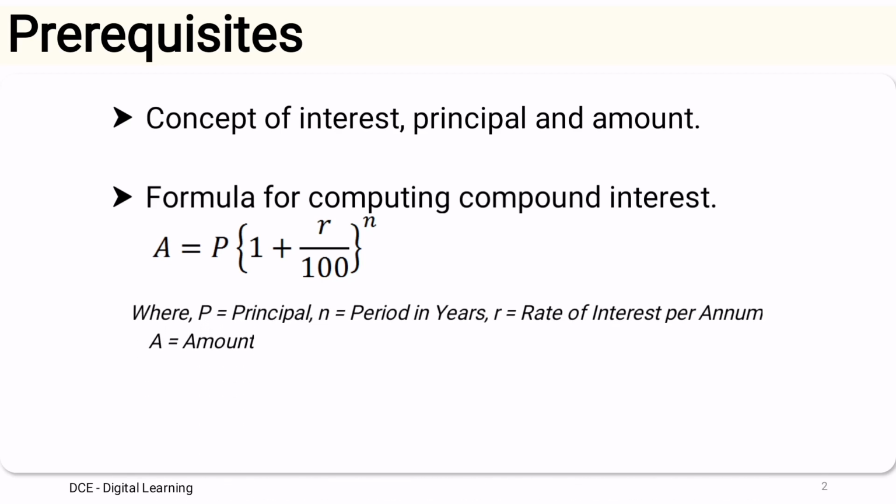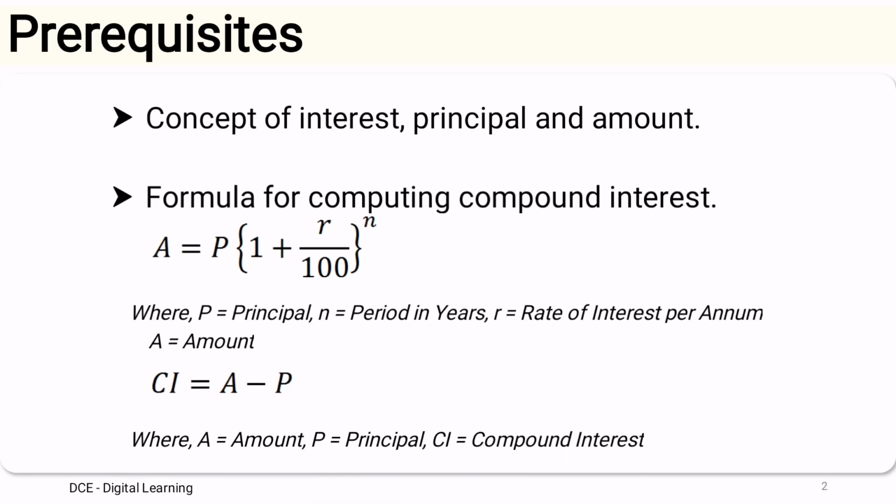A equals P into bracket 1 plus R divided by 100 raised to N, where P is the principal, R is the rate of interest per annum, and N is the period in years. And A represents amount. To compute compound interest, we deduct principal amount from the amount. So A is amount, P is principal, A minus P is compound interest.